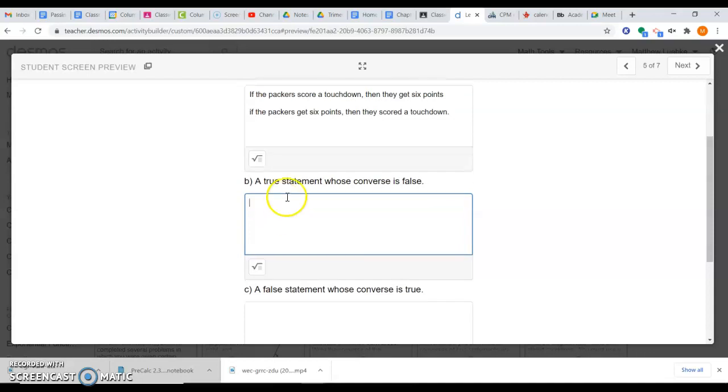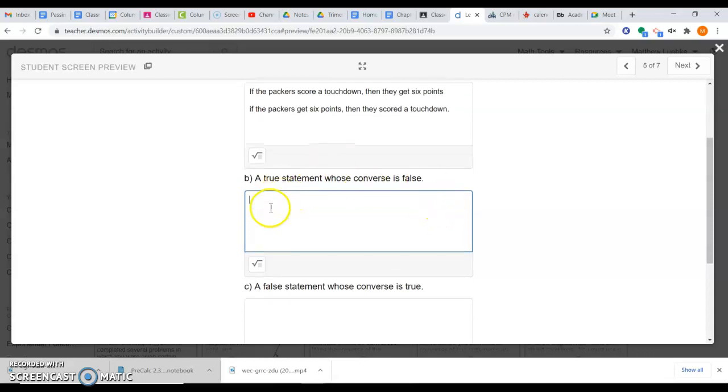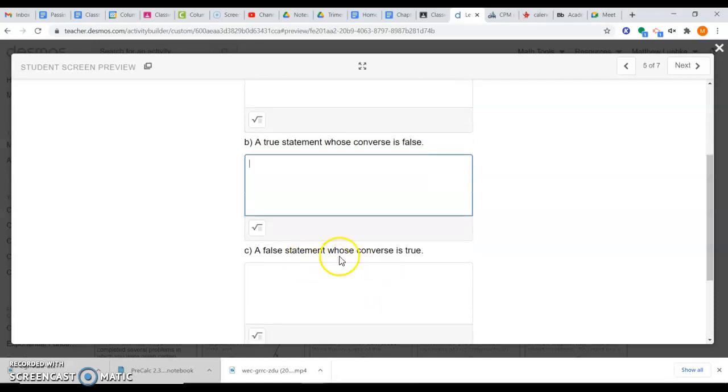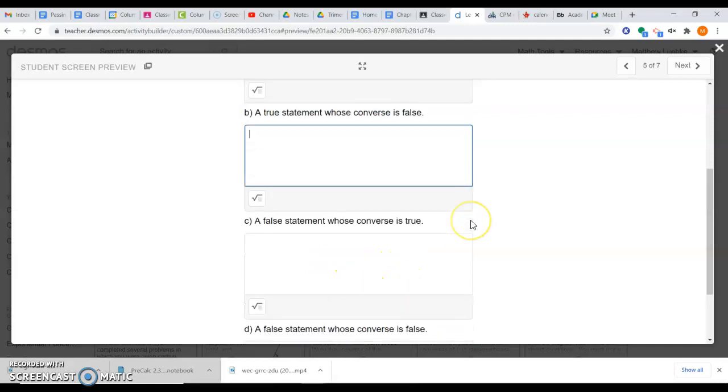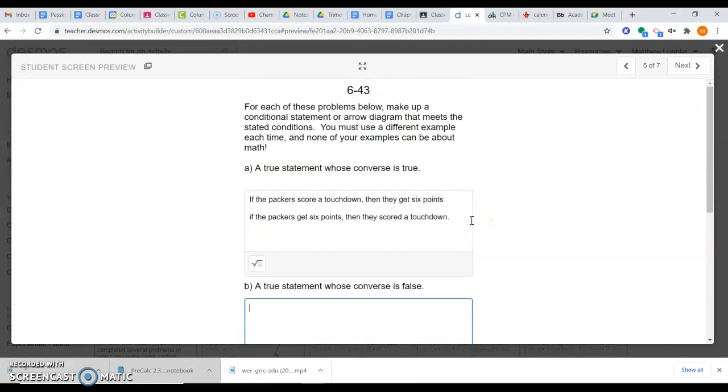Okay, so you're thinking of statements that are true and then false when you flip them, where the converse is false. Then you're going to have a false statement whose converse is true, and then a false statement whose converse is false, okay, and they're all non-related to math. Try to be factual with it and try not to keep opinions in it because opinions could really go either way sometimes.